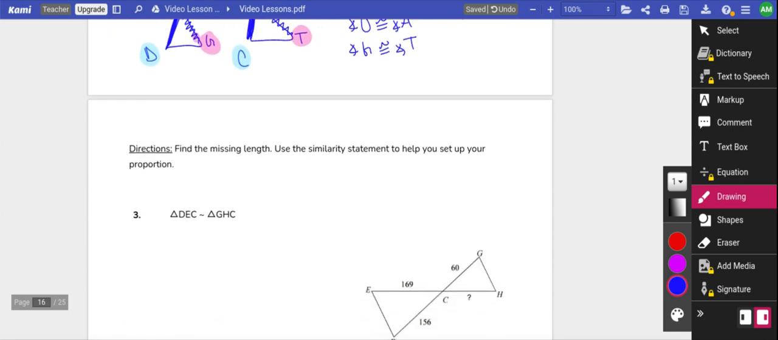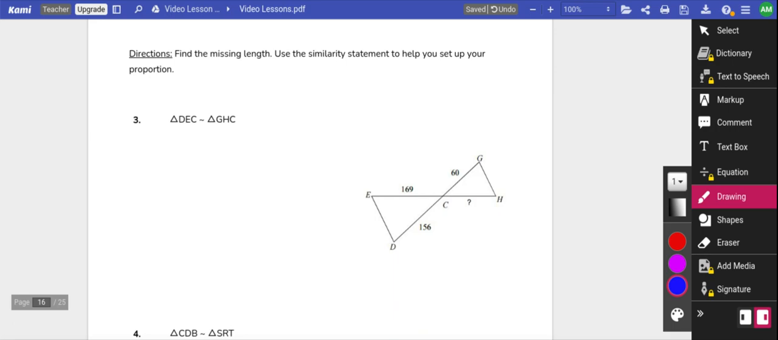Now we're going to do a couple problems with algebra relating to corresponding sides and angles in similar triangles. So in these cases, we're going to find the missing length, and we're going to use a similarity statement to set up our proportion. So here's our similarity statement. Triangle DEC is similar to triangle DHC.